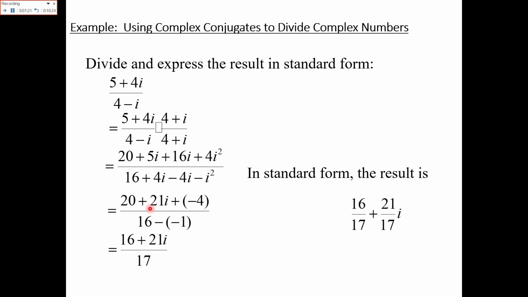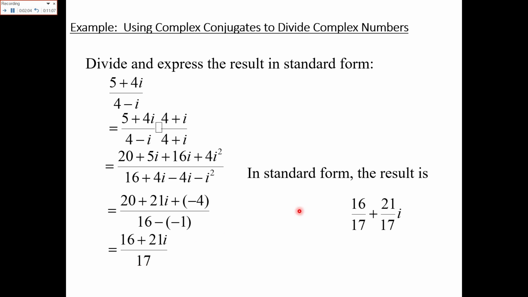Now at the numerator we will have 20, 5 iota plus 16 iota, 21 iota, and 4 iota square, where iota square is minus 1, will become minus 4. The denominator will have 16, plus 4 iota minus 4 iota cancelled out, and minus iota square will become plus 1. So the answer will take the form 16 plus 21 iota over 17. Now the denominator is free from the complex form, or free of iota. So this is basically the iota-free form, the quotient rule, or the rule of conjugate multiplication.